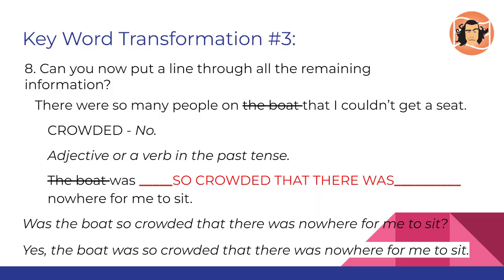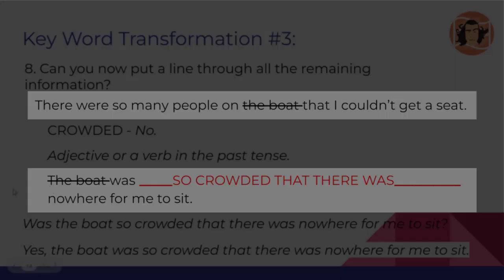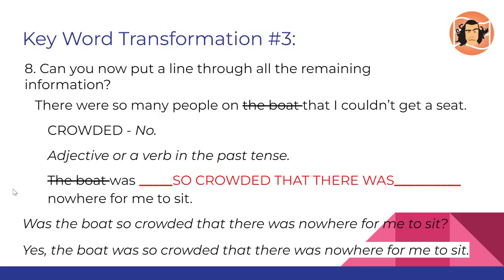Step 8. Can you now put a line through all the remaining information? So pause the video and see if you can put a line through all the remaining information in our sentence and in the example sentence. Are they all duplicate? All these words, can you find them here and here? Doesn't need to be exactly the same words, could be similar words with the same meaning. So pause the video, put a line through all the rest of the information that we now have here and here, and when you're ready, press play, and we'll see what words I have put a line through.